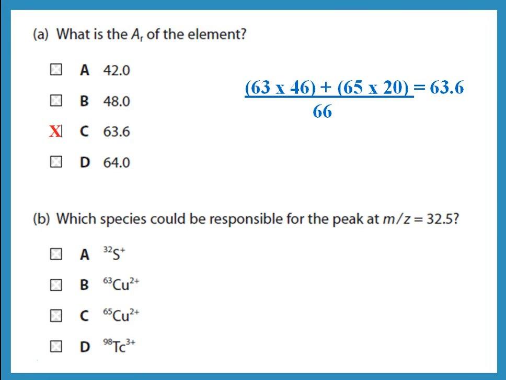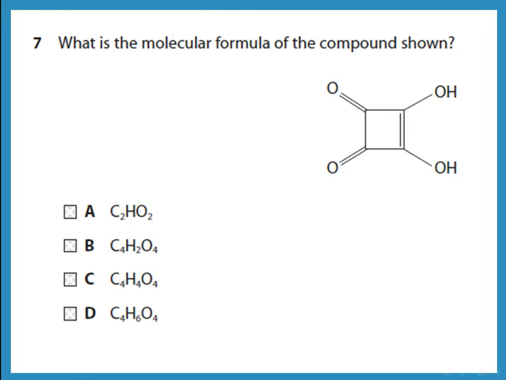Now let's look at B. B says 63 copper 2 plus. So if it is copper 2 plus, then the m over z would be 63 over 2. That's 31.5, not 32.5. So this is not the one I'm looking for. Now C says it's a copper 2 plus and it has 65. Now 65 over 2 is 32.5. So actually the one that has an m over z of 32.5 is the 65 copper 2 plus and not any of the other options.